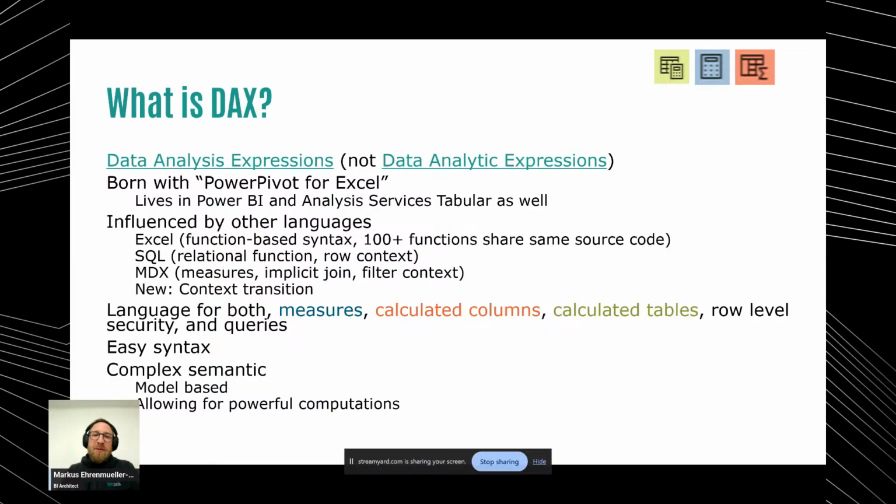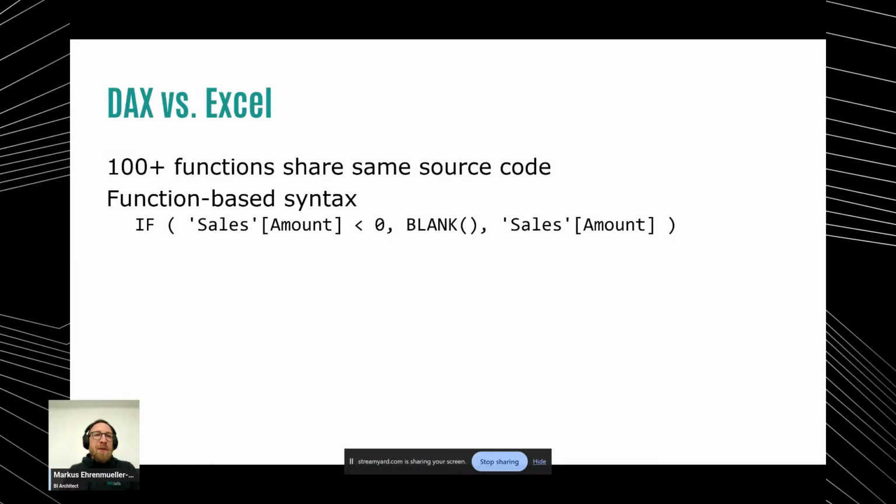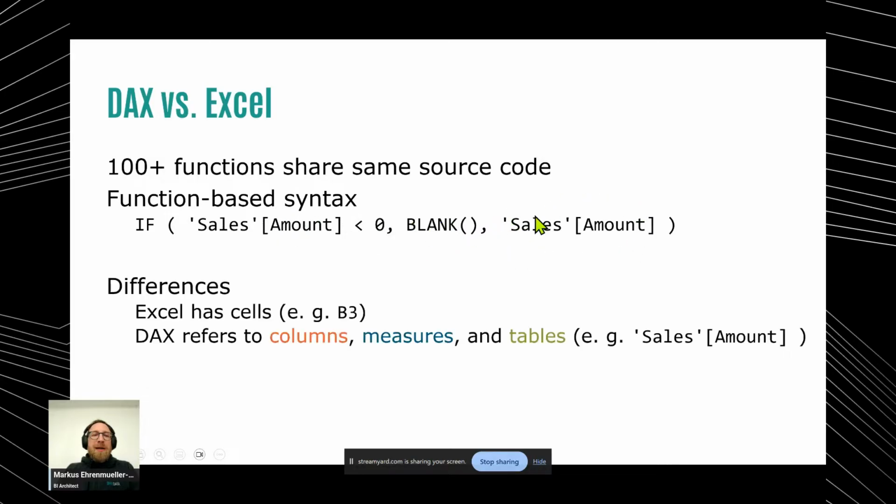A very performant and easy way. So if we compare DAX to Excel, we see the IF function you might have seen in Excel. This is a function. Then we have three parameters, right? The first parameter is evaluated. If this is true, then the second parameter is returned. If this is false, then the third parameter is returned.